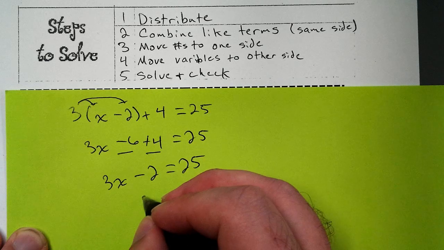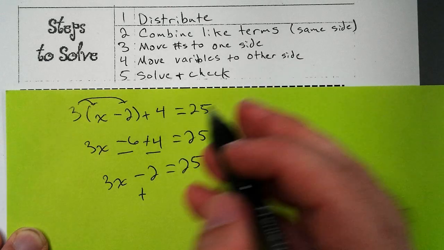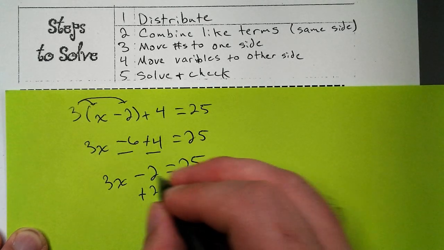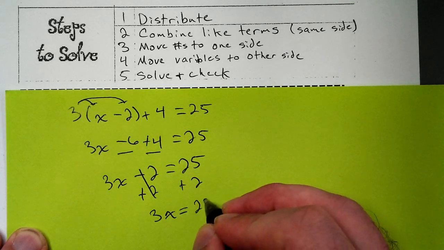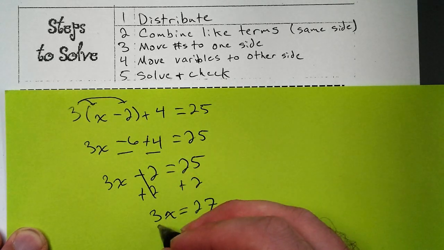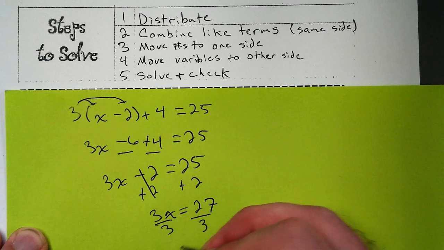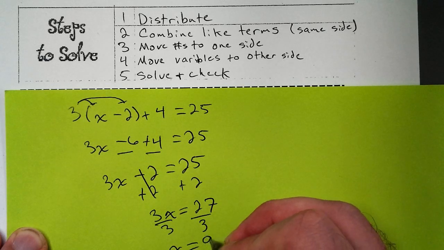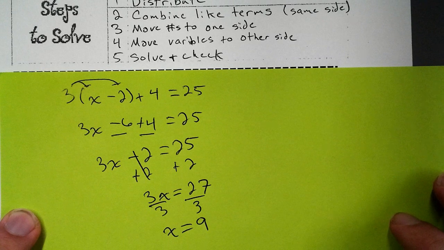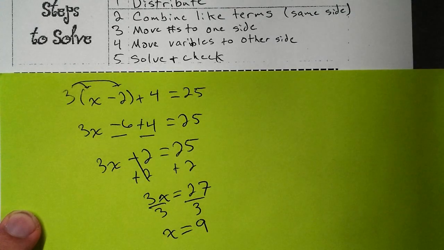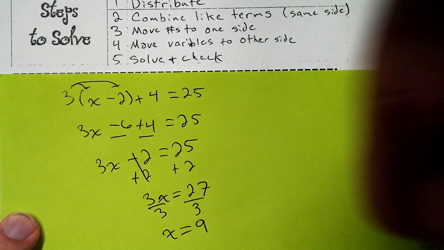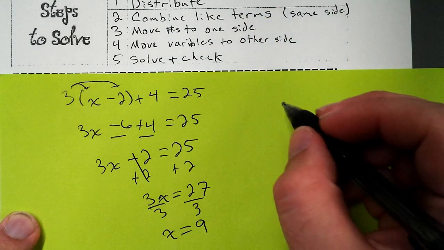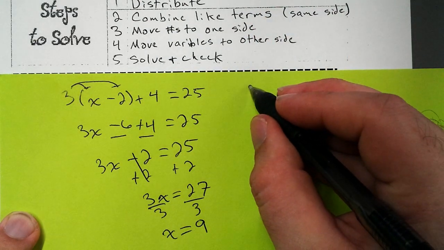And then move our numbers to one side. So I'm going to add 2 on both sides. I get 3x is equal to 27, and then the last step, I've got to divide by 3, and I get x is equal to 9. Now, that is if we've got variables only on one side. But what if I had this problem?